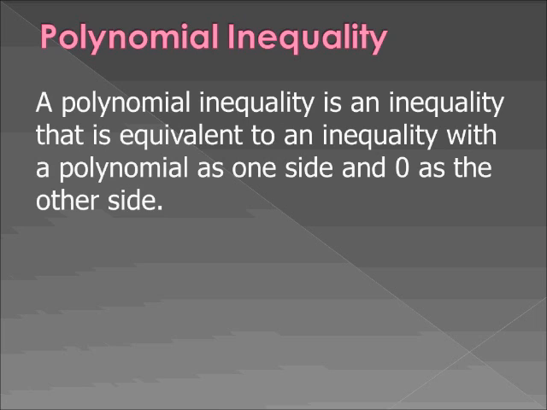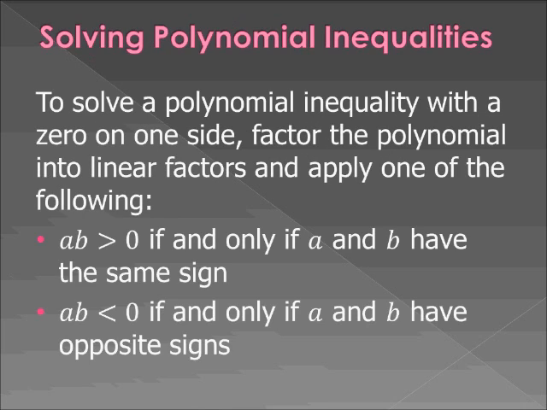We probably should figure out what a polynomial inequality is. Well, it's an inequality that is equivalent, right, good word choice there, that is equivalent to an inequality with a polynomial as one side and 0 as the other side. All this basically means is it's going to look very similar to what we've been doing the last few days, but instead of an equal sign, you're going to have a greater than sign, a less than sign, a greater than or equal to sign, or a less than or equal to sign.